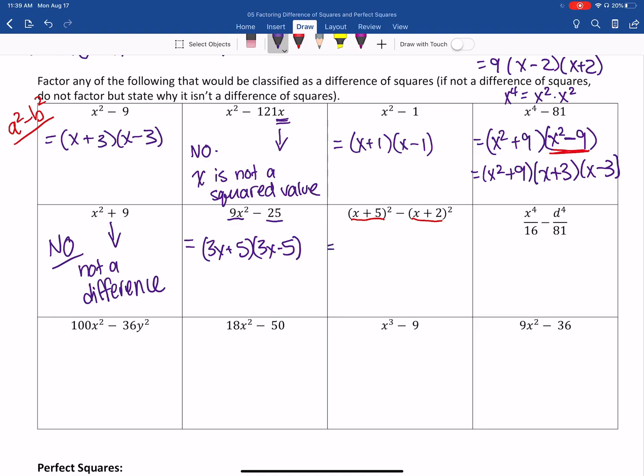It looks weird, but it's still like x plus 5 is the A and x plus 2 is the B. So if I follow our formula, we take the square root of x plus 5 squared, which is just x plus 5. That's the first bit. We take the second bit, the square root of x plus 2 squared, which is just x plus 2. Squish it in there. One is positive, and I'll do it in a different color so that you can see the separation between them. One is positive, one is negative.